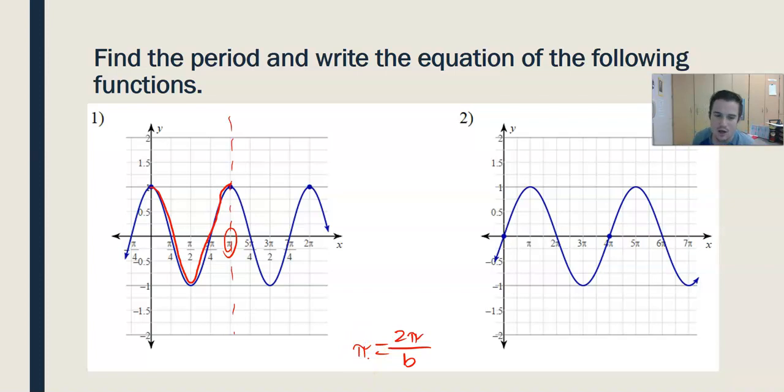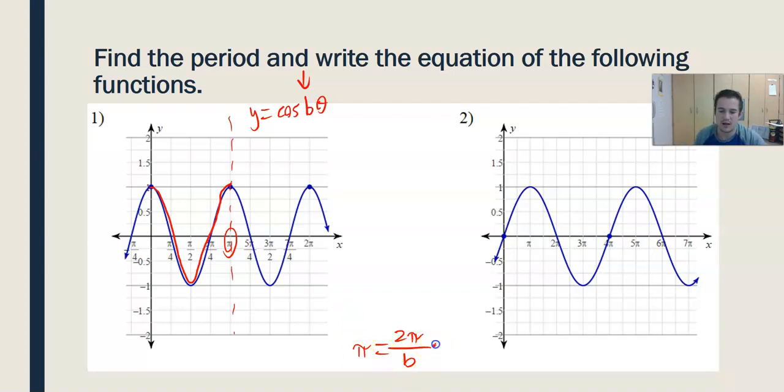Well, I need to solve for b. What is my b value going to be? I need my function to look like this: y equals cosine of b theta, because my period is changing, so that b value needs to change. So how am I going to solve for this b value?